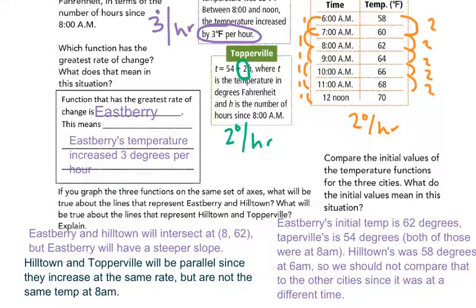So you may need to pause your video to copy that down. Again, Hilltop and Topperville will be parallel since they increase at the same rate, but are not the same temperature at 8 o'clock.